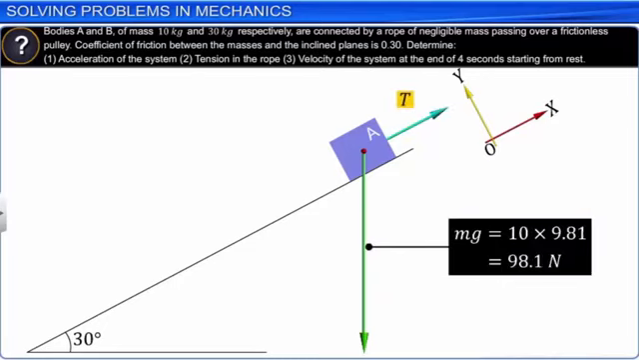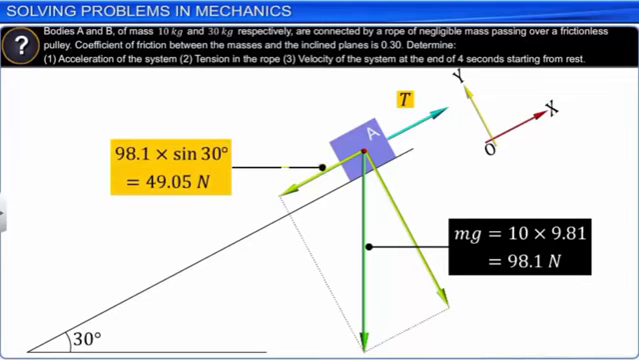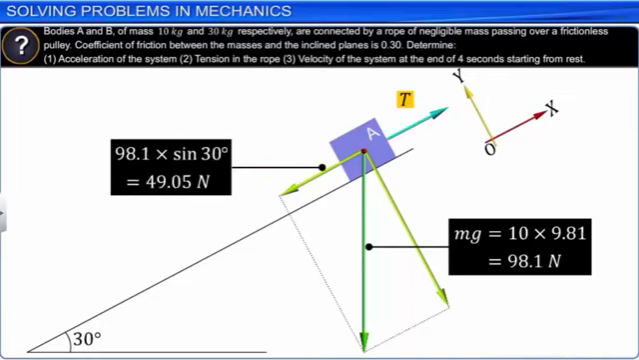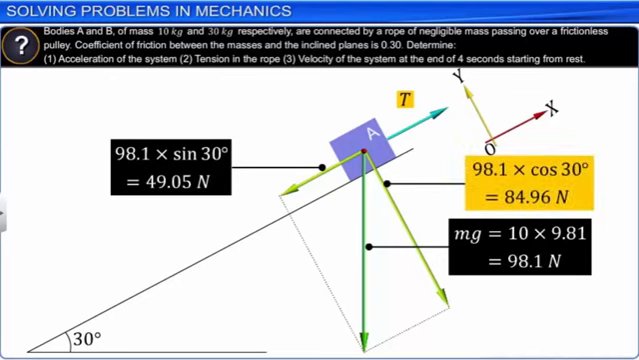Next, we resolve the weight of body A along x and y coordinates. The x component is equal to mg sin theta, which is equal to 49.05 newtons. Similarly, the y component is equal to mg cos theta, which is equal to 84.96 newtons.